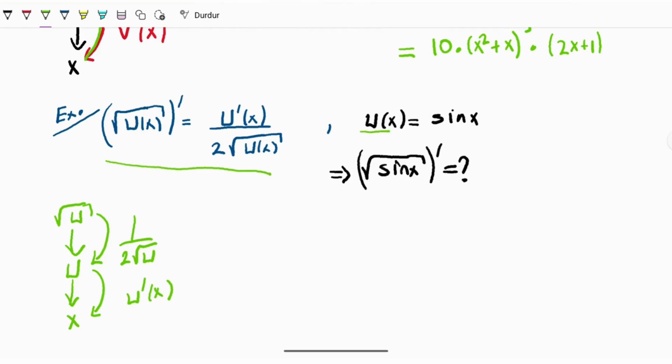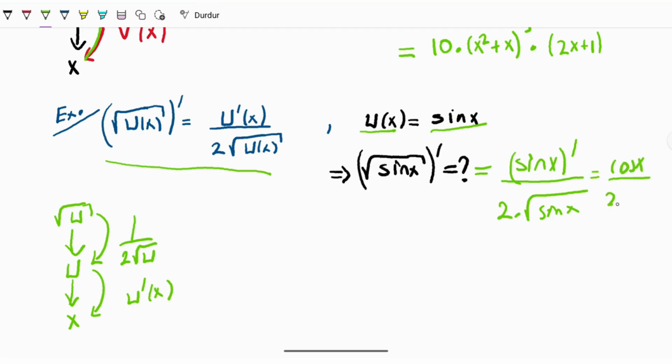Consider this particular case. u of x is equal to sine x. Let's derivate this. In that case, we can write the derivation of sine x over 2 times square root of sine x. The derivation of sine x is cosine x, so we get cosine x over 2 times square root of sine x.